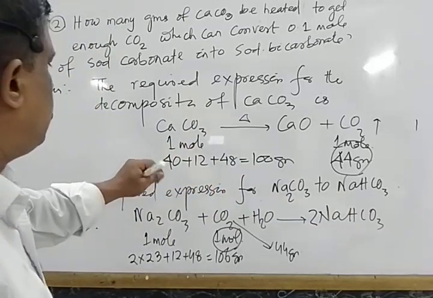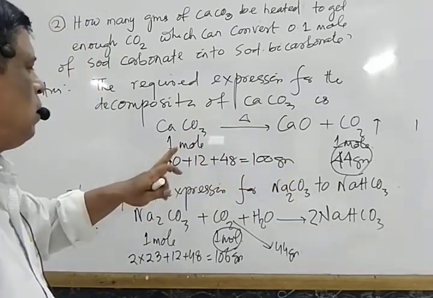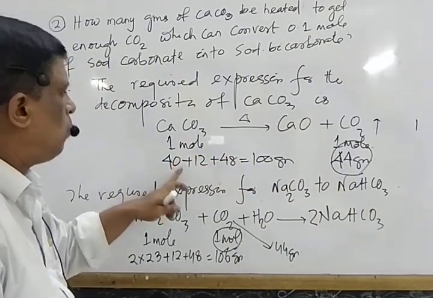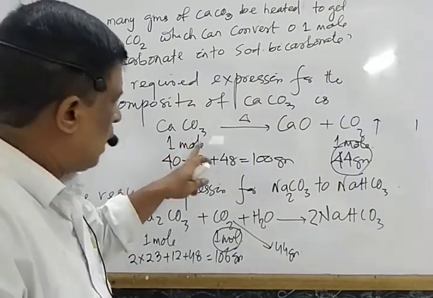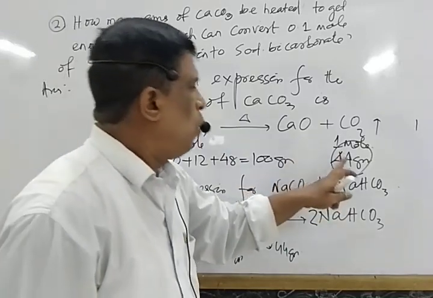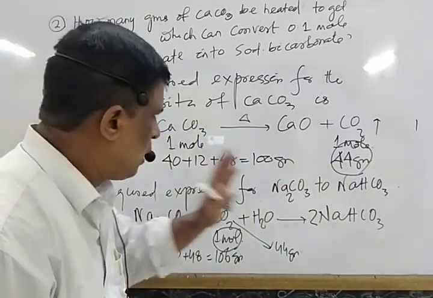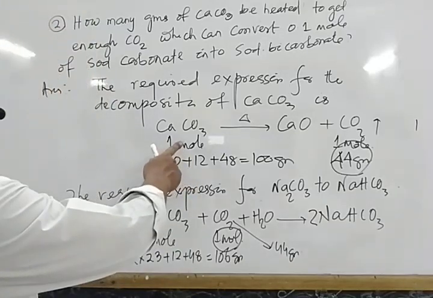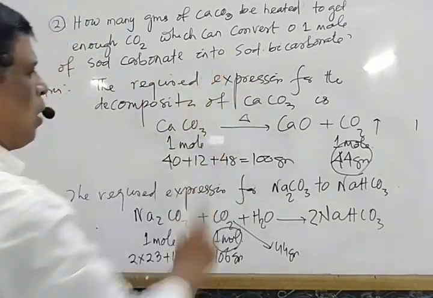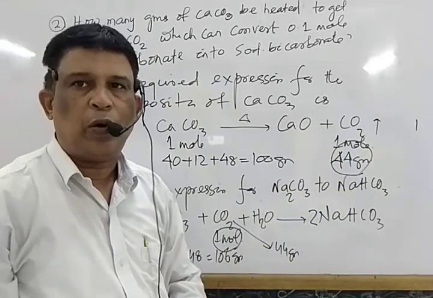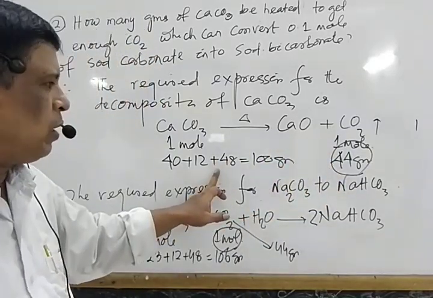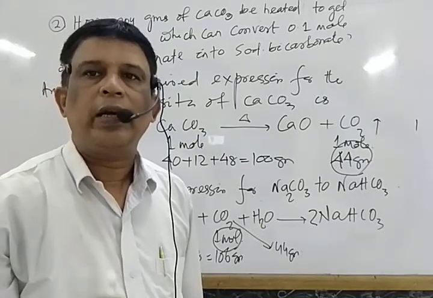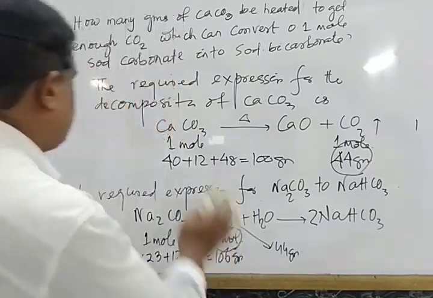So from this equation it is clear that 1 mole of carbon dioxide is evolved from 1 mole of calcium carbonate. That means 44 gram of carbon dioxide is evolved from 100 gram of calcium carbonate. So the question is 0.1 mole. If 1 mole requires 100 gram, then 0.1 mole requires 100 by 10, equivalent to 10 gram. Mark the expression.